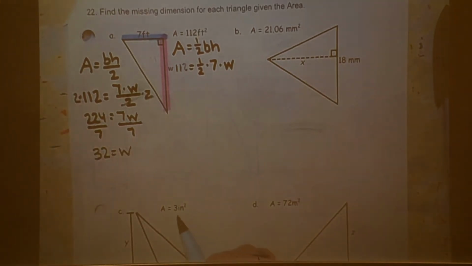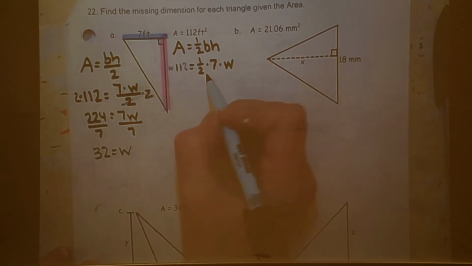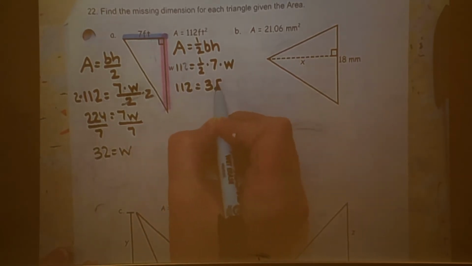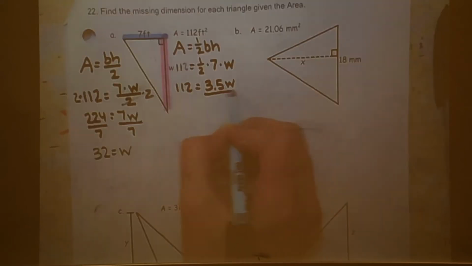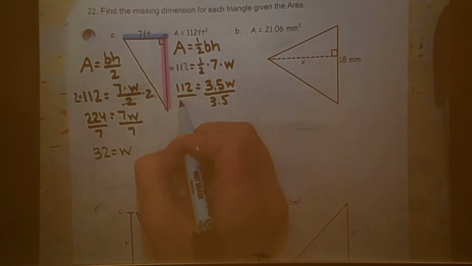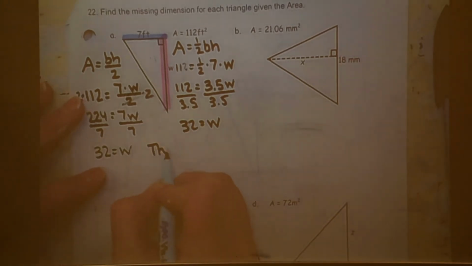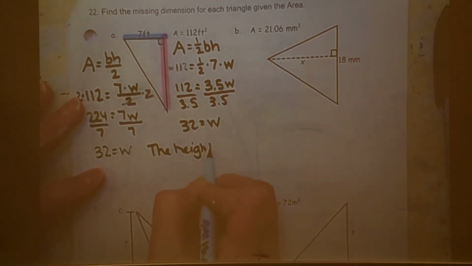I'm not done. Technically, go back up to the other option. If I did 1/2 times 7, that's 3.5, and divide both sides by 3.5, I get the same answer, 32 equals W. And you would have to give a final answer, which includes your units. So the height is 32 feet.